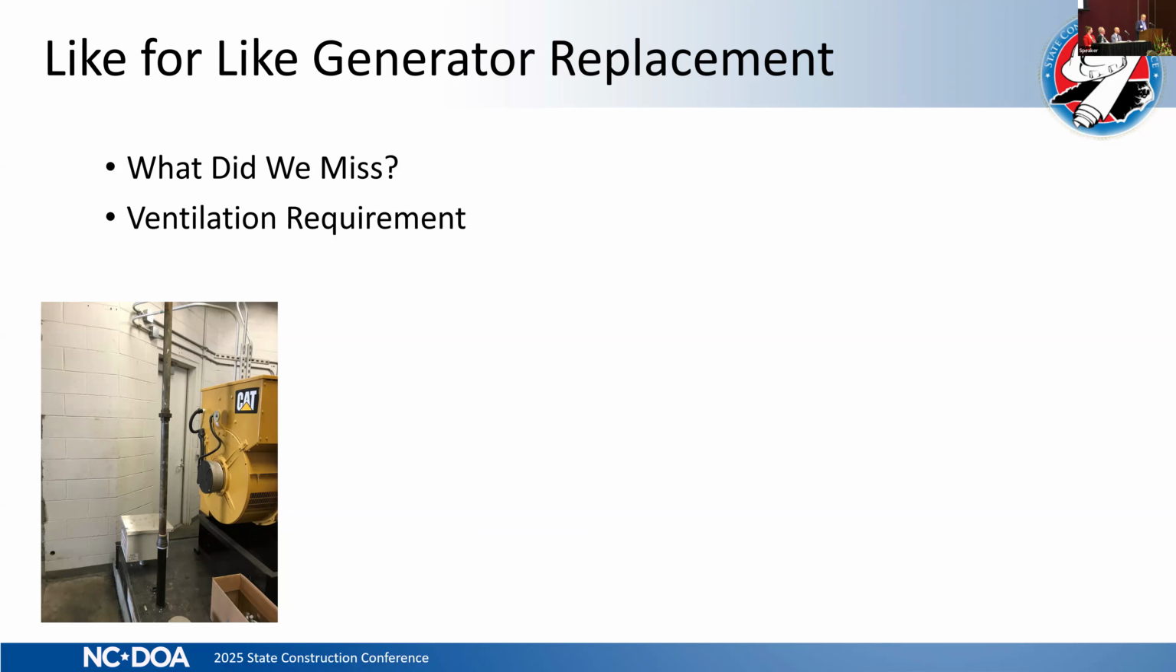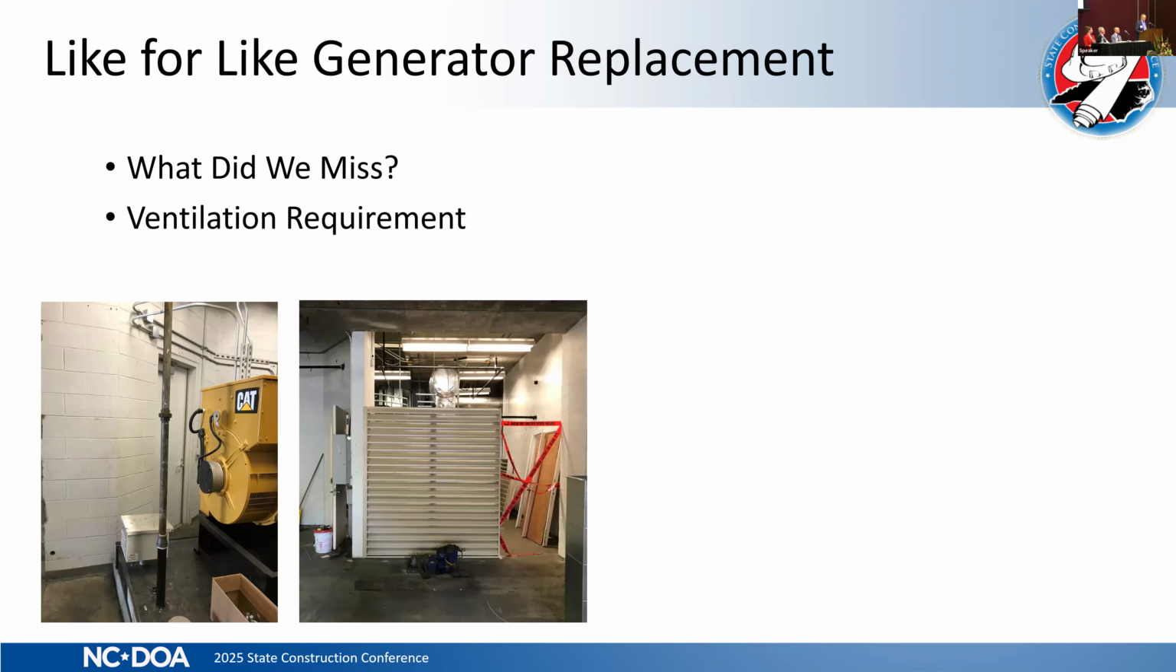Okay. We'll talk a little bit about the ventilation requirement. As you see on the first picture, that generator was not going to fit through that door. The block wall had a louver, a grill, no larger than 3 feet by 3 feet. Our mechanical engineer did a back of the envelope calculation and said that will not provide for enough airflow for combustion and cooling that generator. So we looked at a different solution.